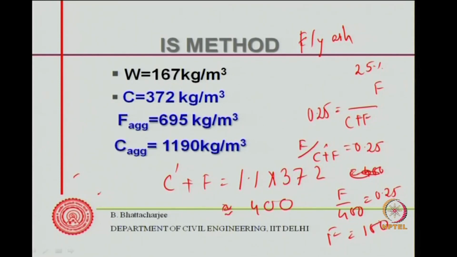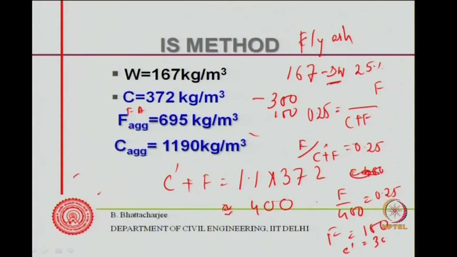The cement will be 300. So C dash will be 300. If you are using fly ash, this water can remain the same, in fact it will reduce down, plus delta W, which the IS code is not giving, but there will be some reduction. This will become 300 and fly ash will become 100. So you are getting a saving in cement.